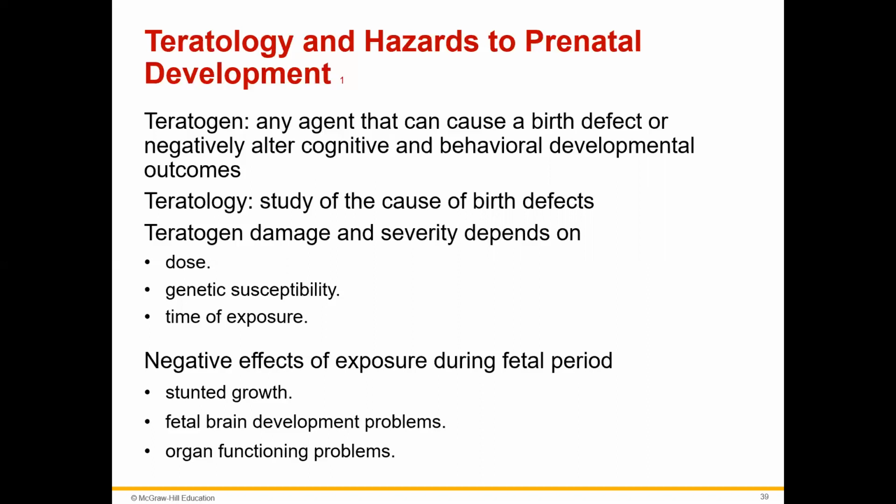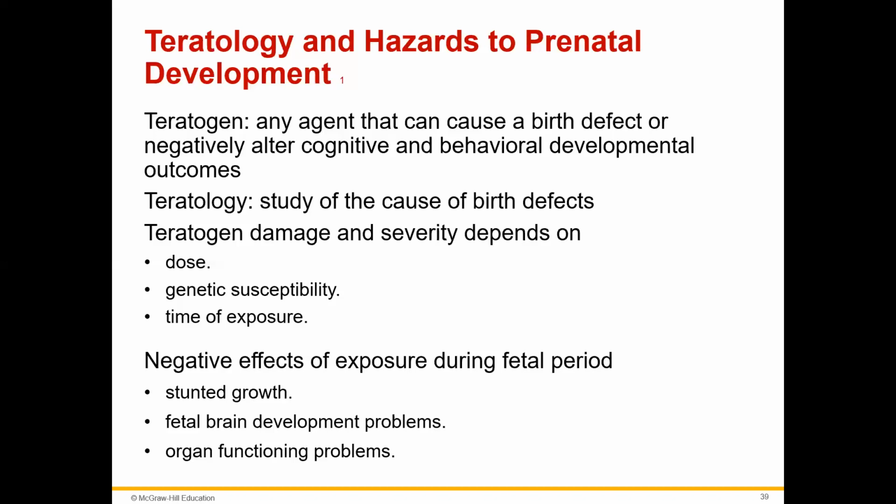Obviously, dose matters. I mean, whether it's smoking, whether it's drinking, whether it's drugs, whether it's pollution, how much you get of any of these things introduced into the body is going to obviously make a difference. Genetic susceptibility differs from one person to another, and that involves both the genetic susceptibility of the mother as well as the developing fetus. So some mothers or developing fetuses may be more or less susceptible to teratogen damage.